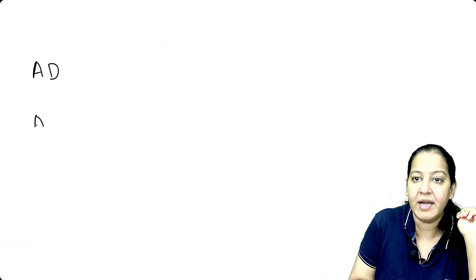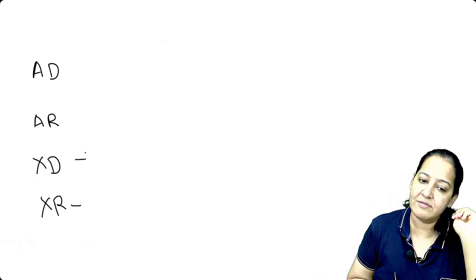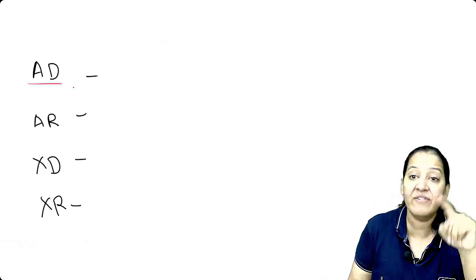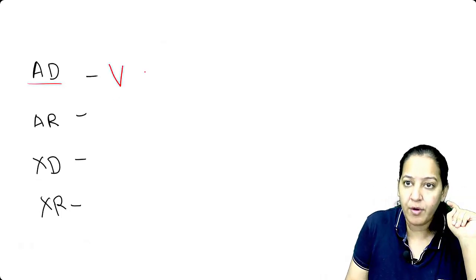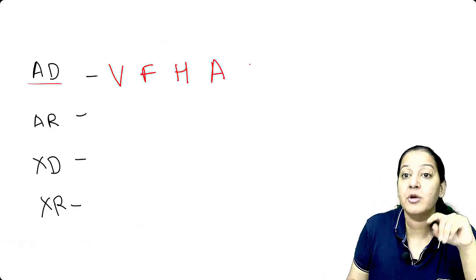What are the 4 mnemonics? Autosomal dominant, autosomal recessive, X-linked dominant, and X-linked recessive. We will try it once again. Okay, tell me the mnemonics. Autosomal dominant, everyone write down in the chat box. Only the mnemonic, not the full form. WO, familial hypercholesterolemia, autosomal dominant.